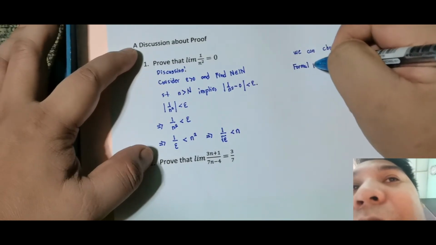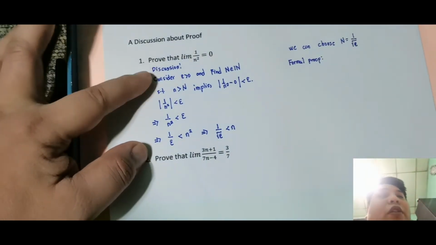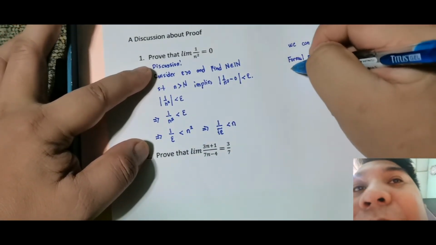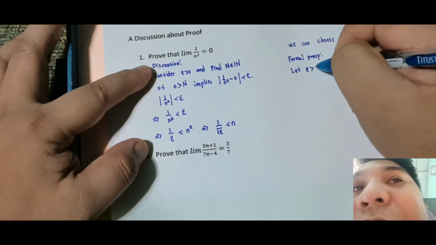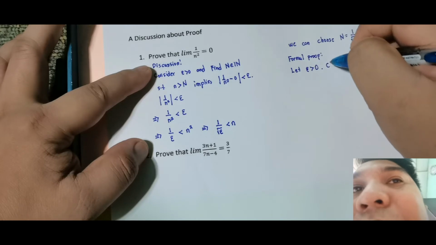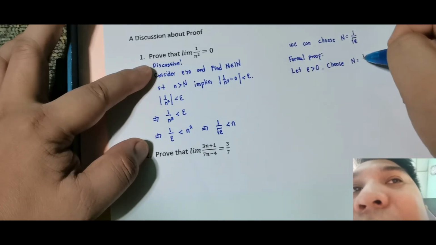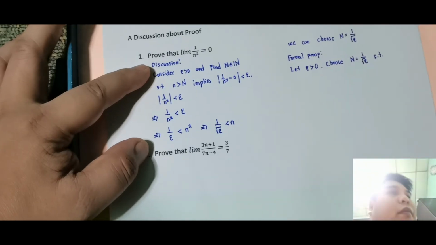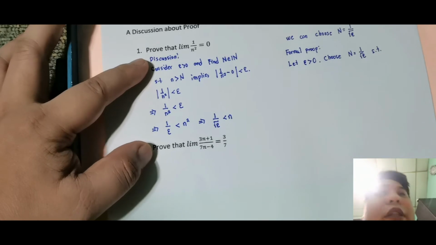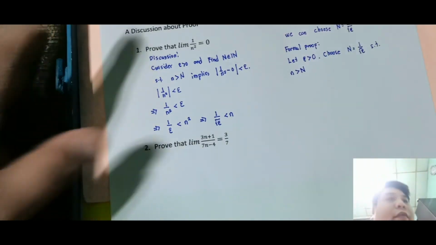Okay, so this is the formal proof. So dito talaga mag-start yung proving. So ganun ulit, let epsilon be given. So let epsilon be greater than 0. So ngayon, choose big N is equal to 1 over square root of epsilon such that small n is greater than big N.